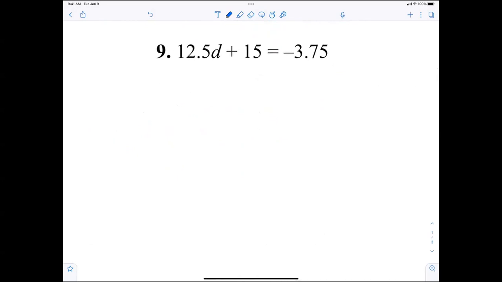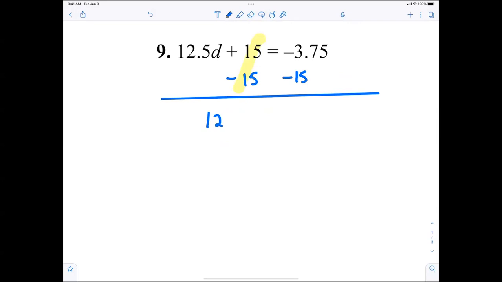Okay. Same situation. Subtract 15. -15. Now they're both negative, so you're going to do what? Add them. So I want everybody to put down 12.5D. Now 15 plus 3 is what? 18. So it's just -18.75.